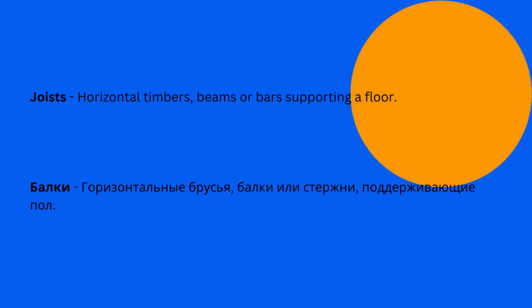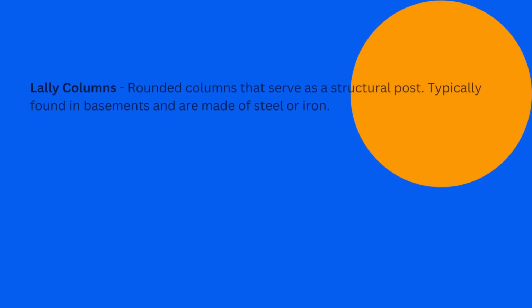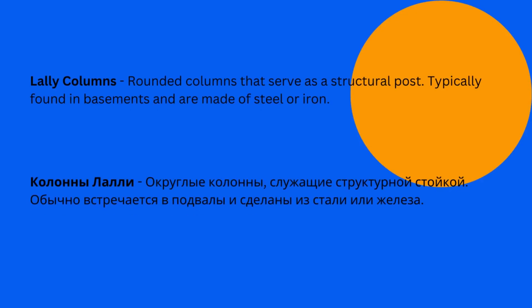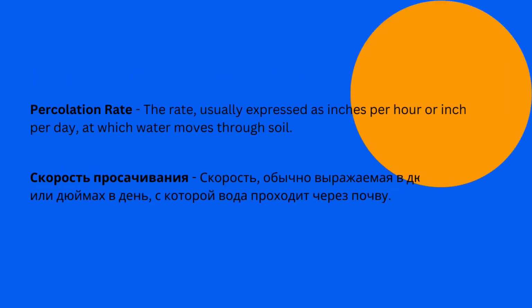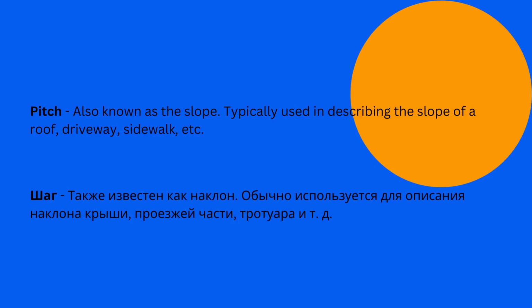Joists. Horizontal timbers, beams or bars supporting a floor. Lally columns. Rounded columns that serve as a structural post. Typically found in basements and are made of steel or iron. Percolation rate. The rate, usually expressed as inches per hour or inches per day, at which water moves through soil. Pitch. Also known as the slope. Typically used in describing the slope of a roof, driveway, sidewalk, etc.